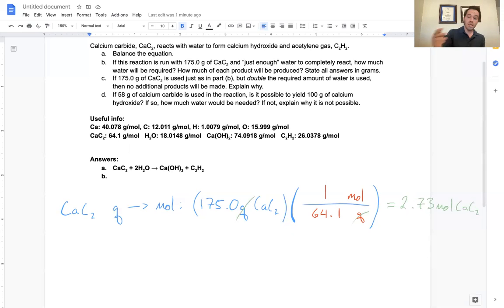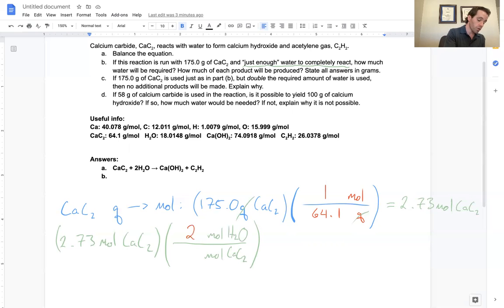Okay, this lets us do a whole bunch of easy stuff now, because this says just enough water to completely react. Well, how much water is that? Now, trust me, it's about to get easy. 2.73 moles of calcium carbide times, and now I'm going to use a conversion factor that comes from the chemical equation. I want to replace moles of calcium carbide with moles of water. According to the equation, in this reaction, for each 2 moles of water, you have 1 mole of calcium carbide.